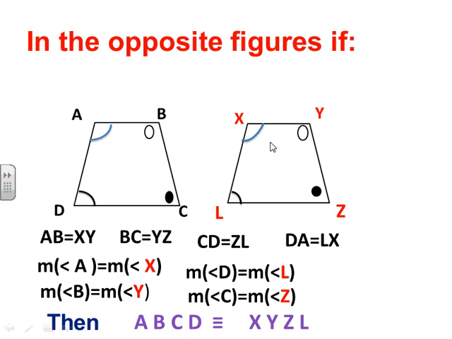Then ABCD is congruent to XYZL, and this is the sign of congruency, three dashes over each other. And please, the order is very important. If I'm going to start with A, B, C, and D, you have to start from X, Y, Z, L on the other polygon.